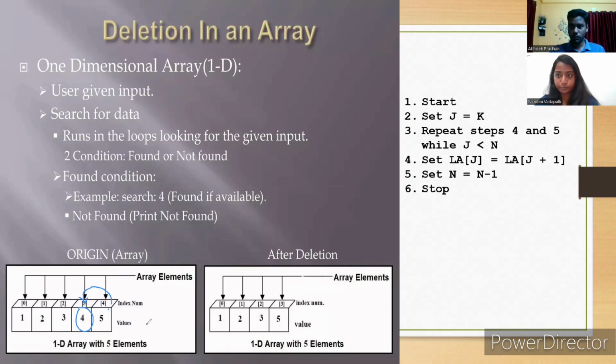Any doubts with this? No, sir, it's clear. You're basically deleting it from that location. Deleting in the sense is just like replacing the value 4 with 5, and you're reducing the size by 1. That's all. And we're also saving the value 4 somewhere in a temporary variable, right? Yes. You are saving that deleted value in a different variable so that the data is actually not lost.